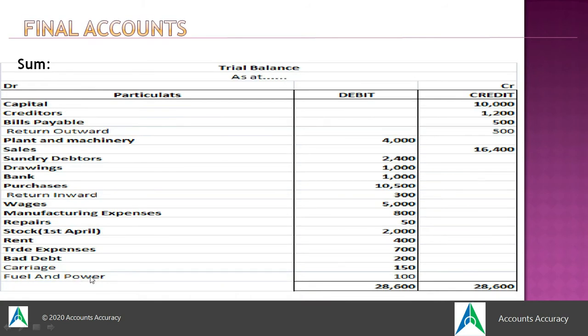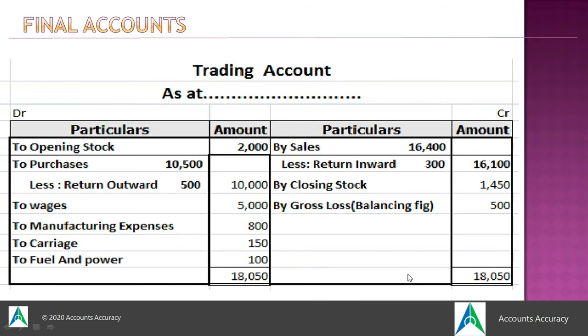Now here fuel and power, you may see 100 rupees is debited. That means it's an expense, and it's a direct expense because it is a factory expense, used in the factory for manufacturing purposes. So this is a trading account expense, and it will be shown in the trading account at the debit side as a direct expense.